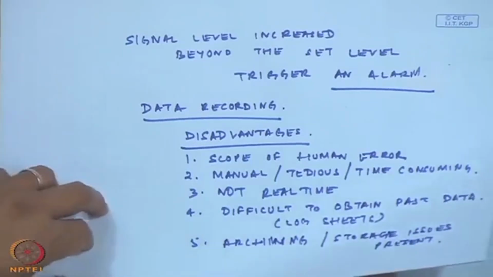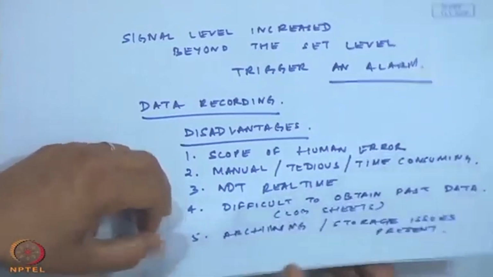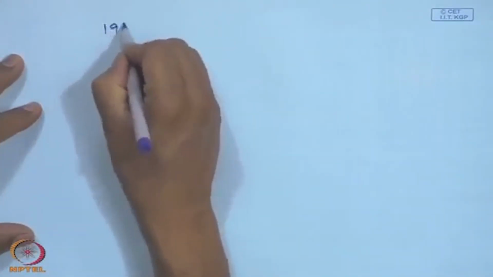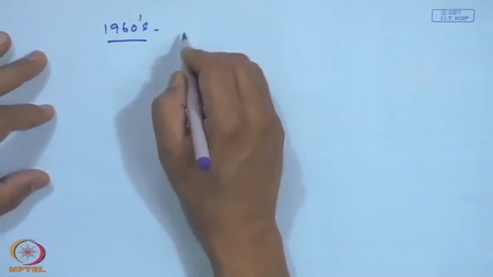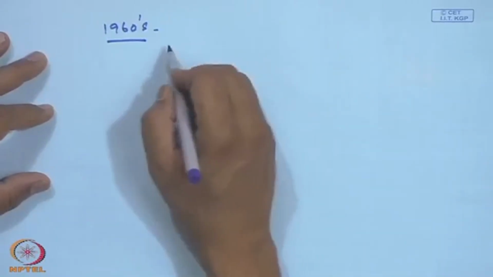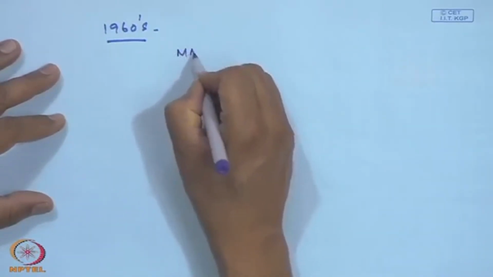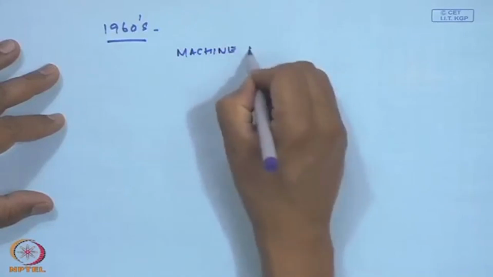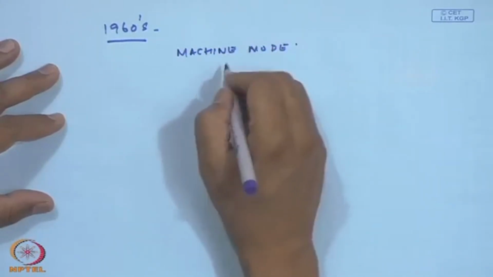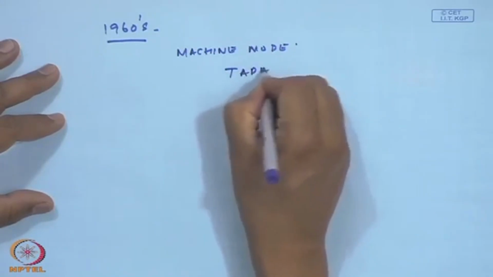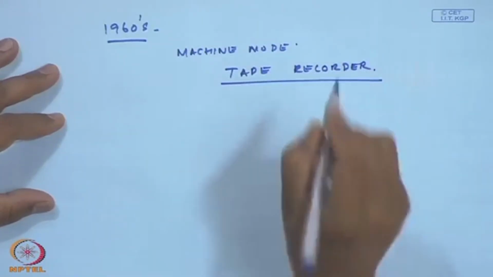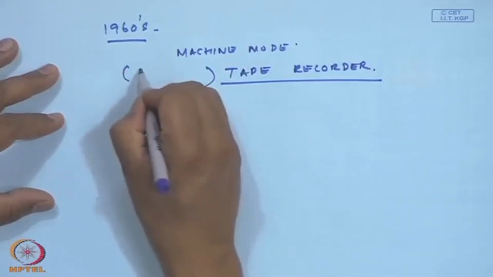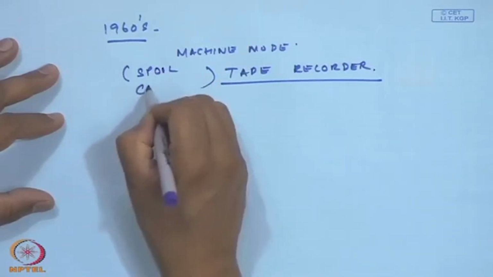Okay. Now, because of these disadvantages, since the 60s, people have started to use other means of recording, and that was the machine mode. And first would be a tape recorder, like the spool or the cassette.